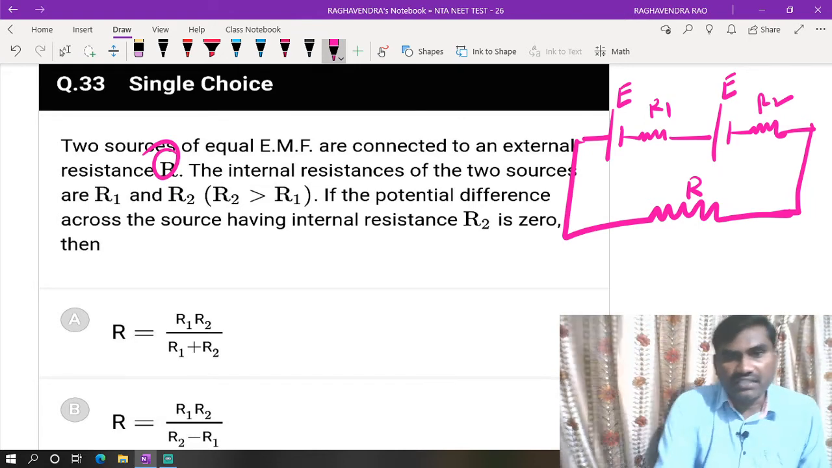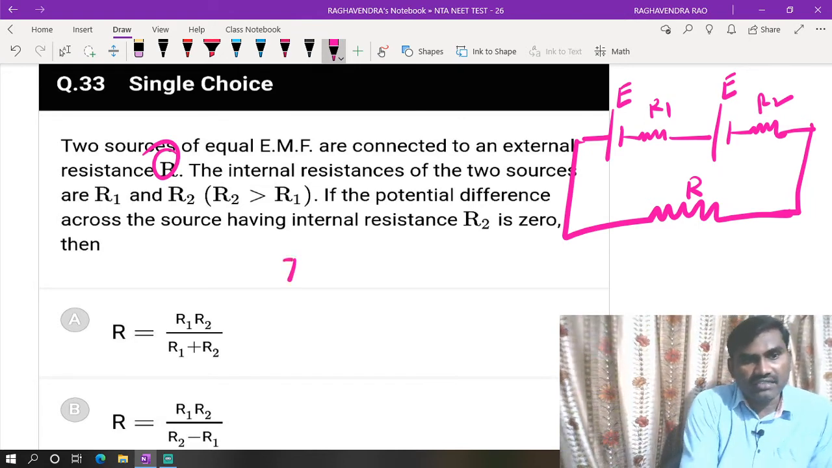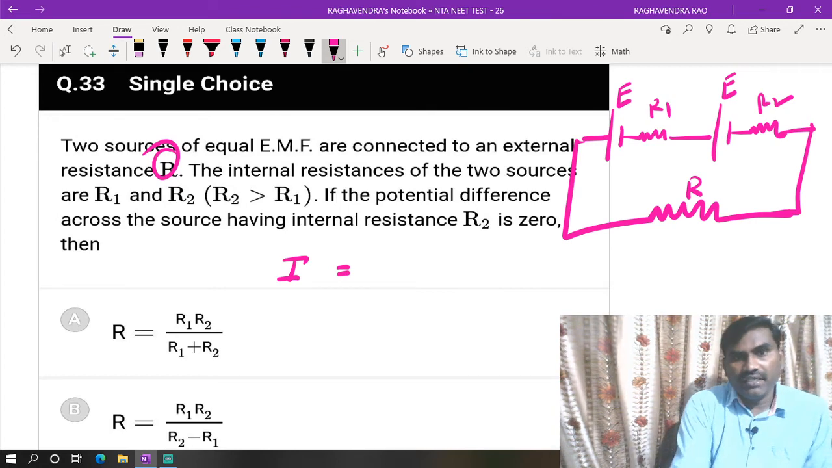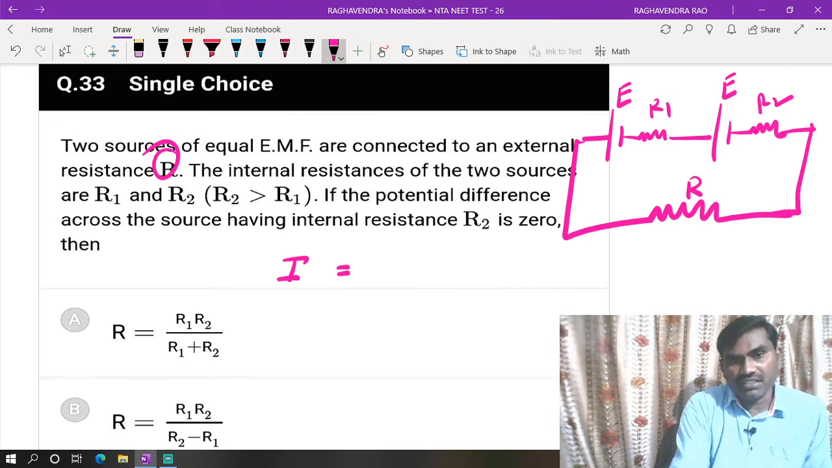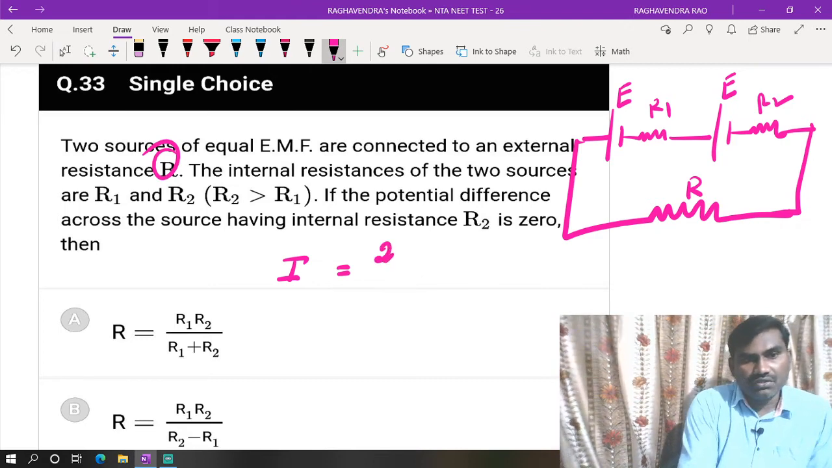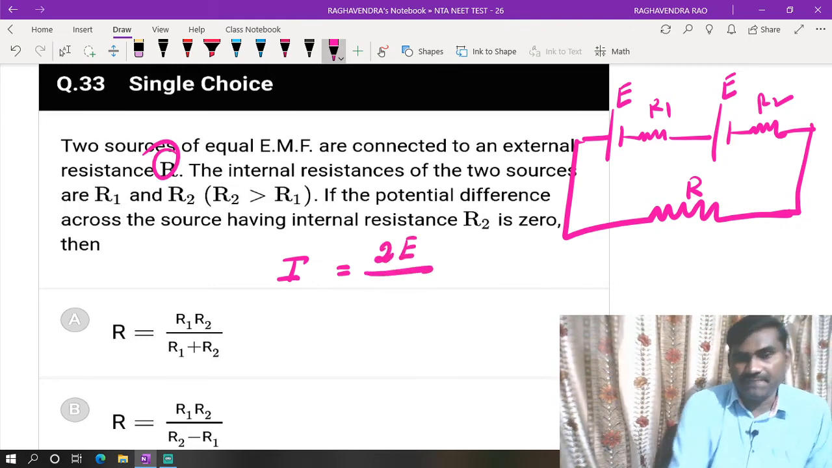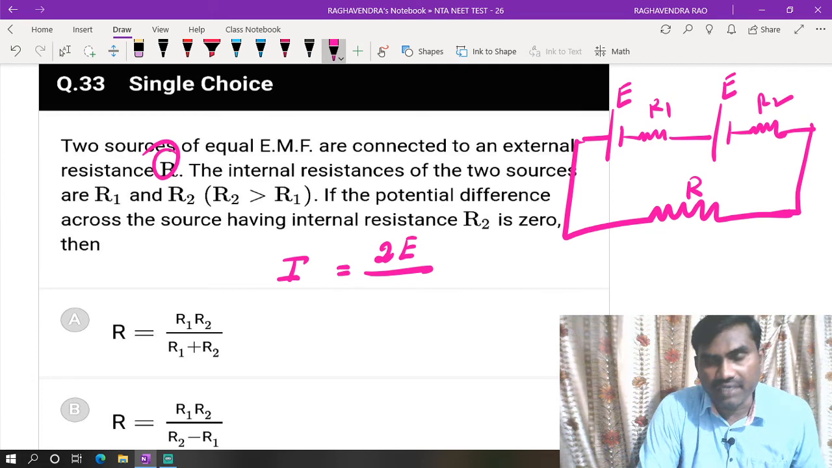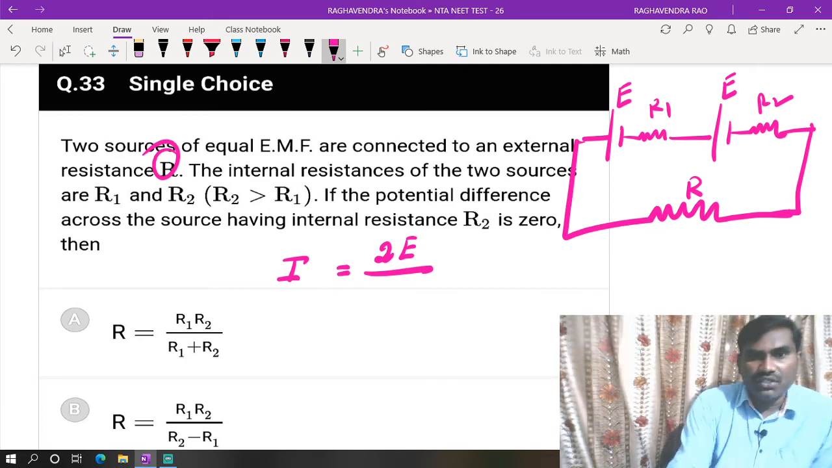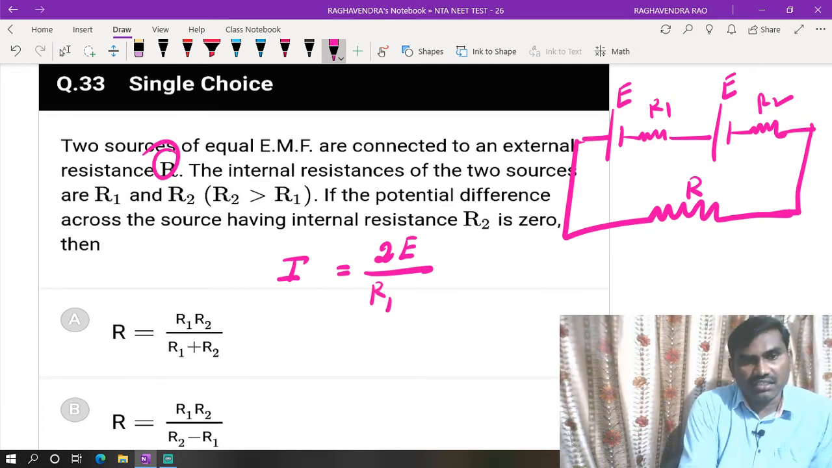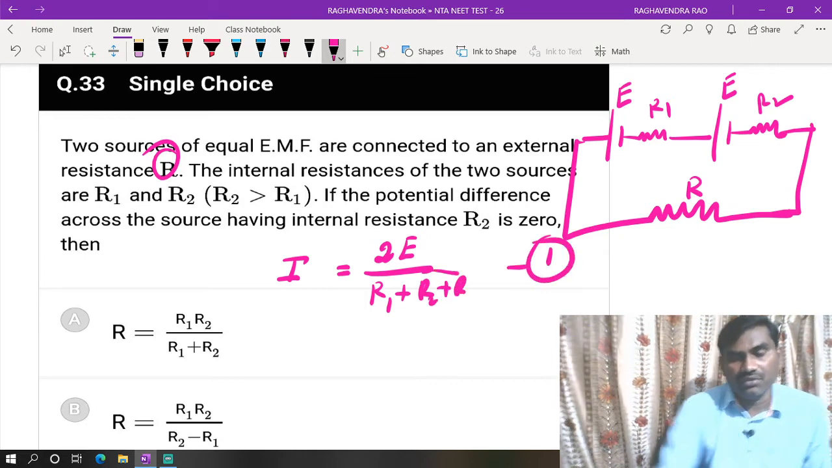Now what is the current flowing through this? The negative of the first terminal is connected to the positive of the other, so these two are connected in series. So the EMF will be added when they are connected in series. The current is 2E by total resistance. Total resistance is R1 plus R2 plus R. That is equation number 1.